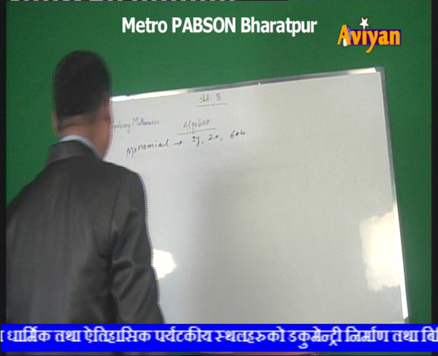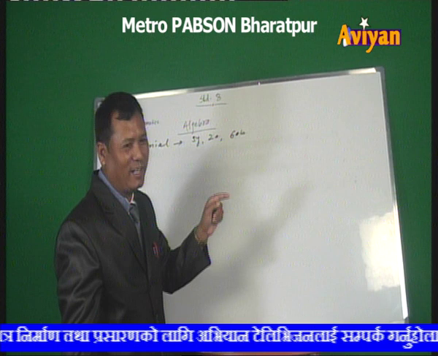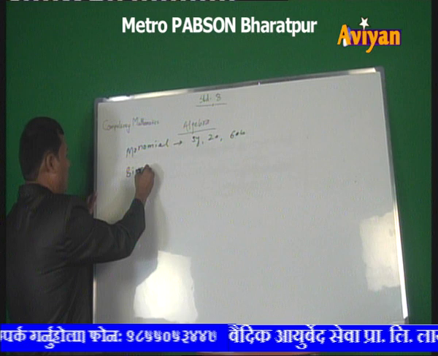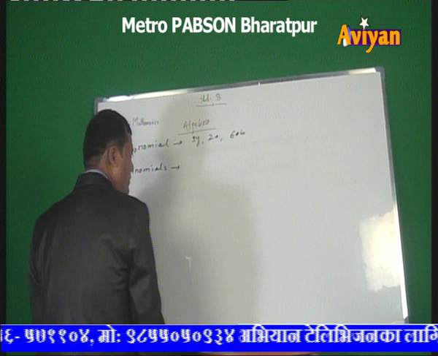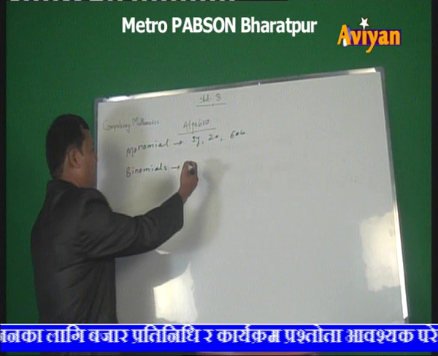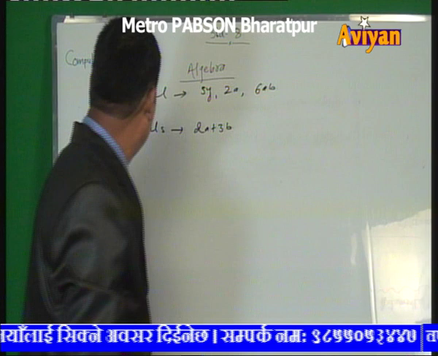Students, please listen. An expression with only one term has only one term, so it is a monomial expression. And next one, binomial expression. An expression with two terms is called a binomial expression. It has two terms, 2a plus 3b. One term and another term. Here are two terms, so it is a binomial expression.